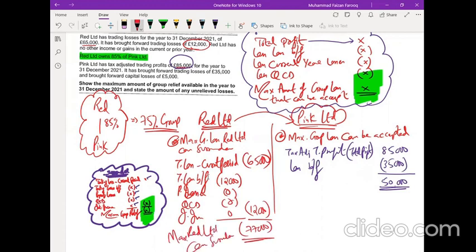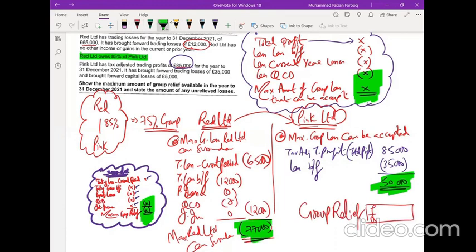How much are they allowed to surrender, and how much are they allowed to accept? Can you tell me? We're surrendering 77,000, and they're allowed to accept 50,000. So in the exam, the MCQ will ask you this type of question: what is the group relief amount?